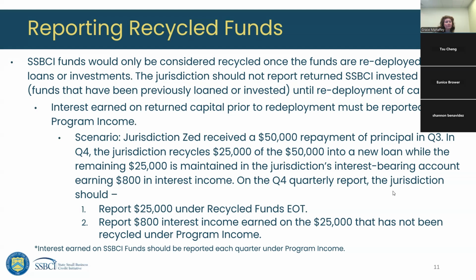The jurisdiction will also report the $800 interest income under program income in the current quarter column for Q4. There are two important elements to note here. First, the full $50,000 in repayment of principal received in the third quarter is not considered recycled. Only the amount that was actually recycled into new loans will be reported as recycled. And any interest earned on the SSBCI funds should be reported each quarter as program income.